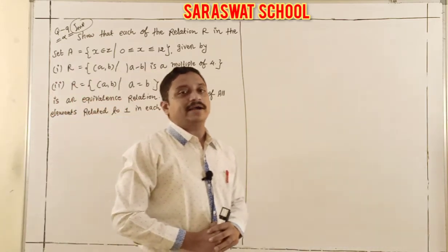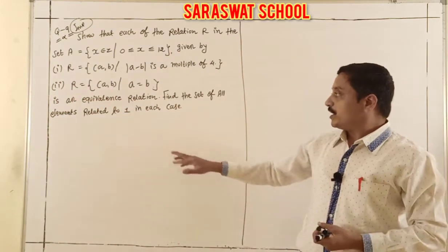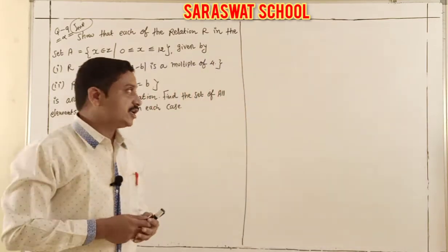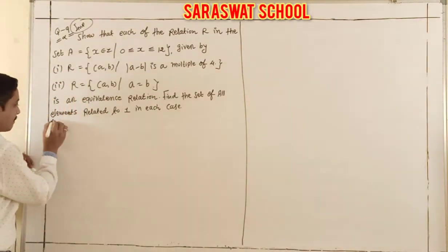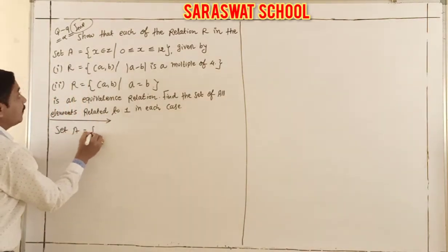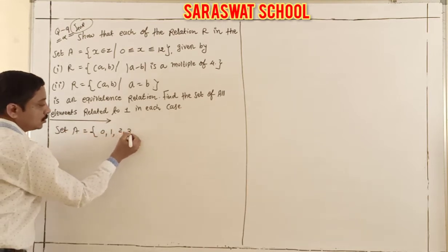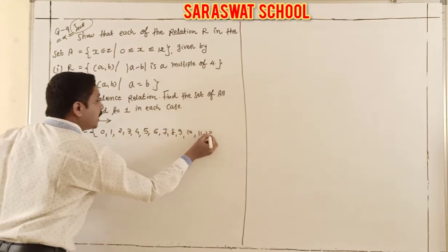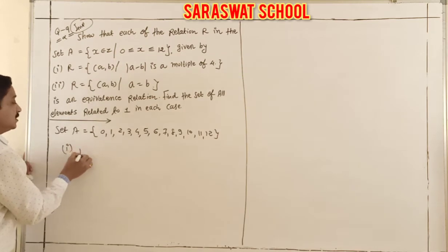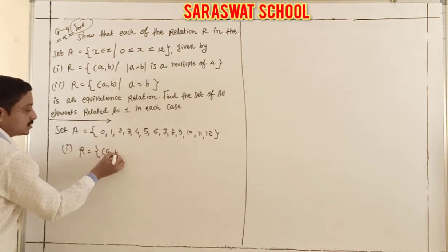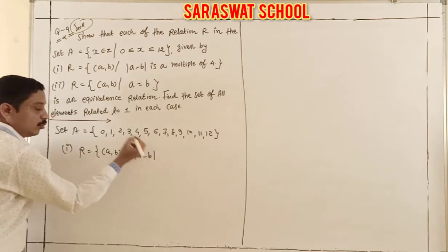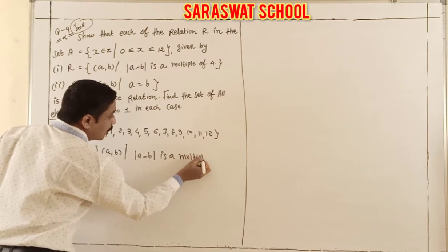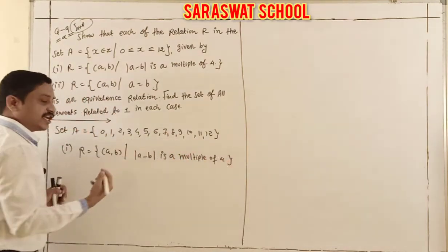It is an equivalence part that I will explain after that. First of all, I prove the first one is an equivalence relation. So students, here it is given that our set A is 0, 1, 2, 3, 4, 5, 6, 7, 8, 9, 10, 11 and 12. And my first numerical is the relation R = {(a, b) such that |a minus b| is a multiple of 4}.